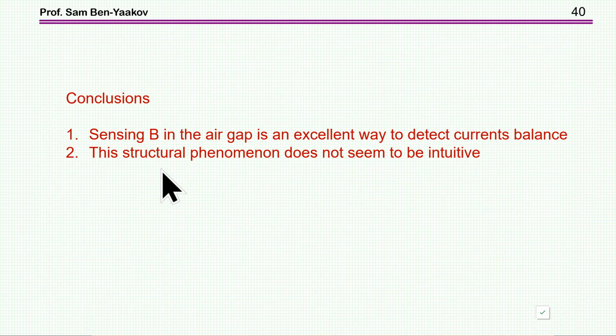So the conclusions here are that sensing B in the air gap is an excellent way to detect current balance. Very good. And the structural phenomena does not seem to be intuitive. It's not clear enough what is really going on, but the finite element analysis and the FEMM free package gives us an insight in what is really happening within the core.